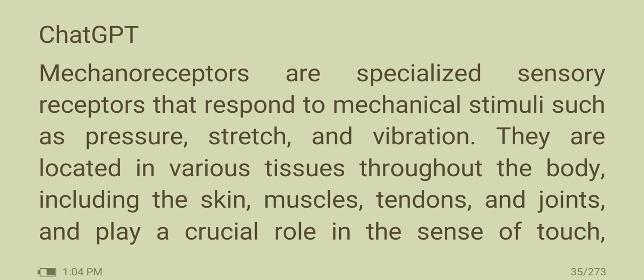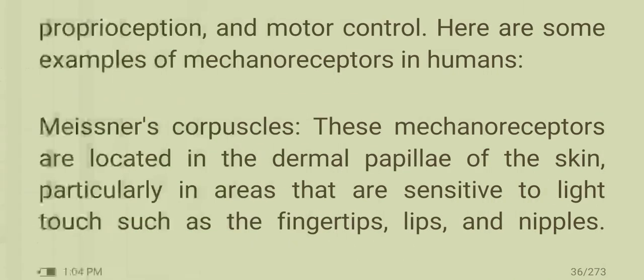Mechanoreceptors are specialized sensory receptors that respond to mechanical stimuli such as pressure, stretch, and vibration. They are located in various tissues throughout the body, including the skin, muscle, tendons, and joints, and play a crucial role in the sense of touch, proprioception, and motor control.